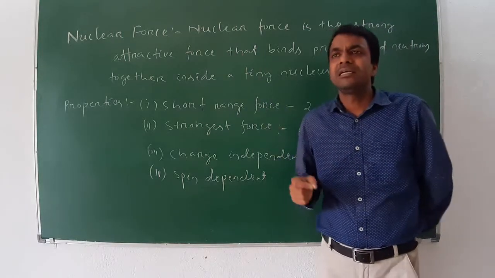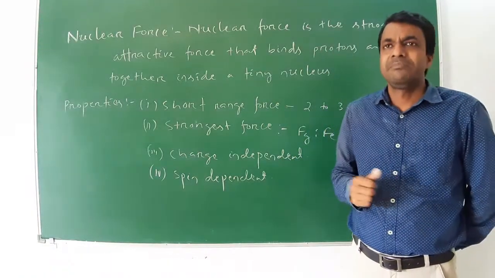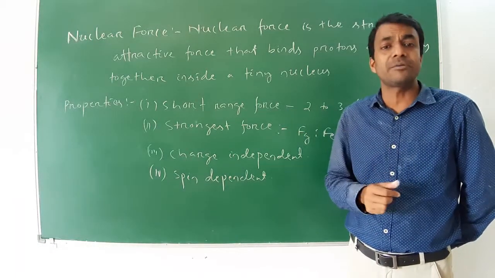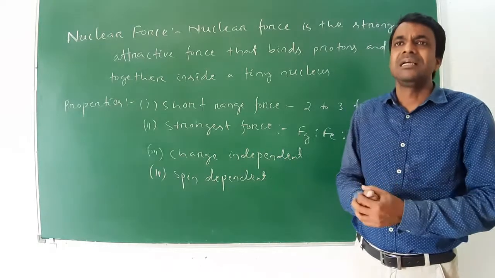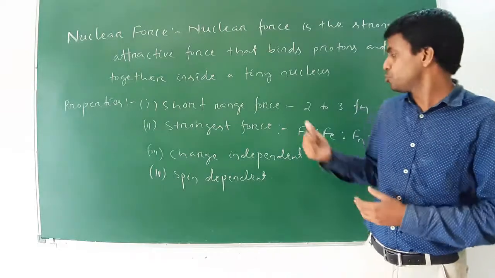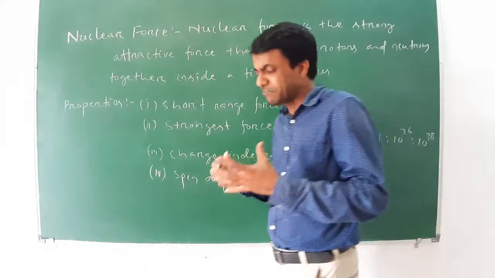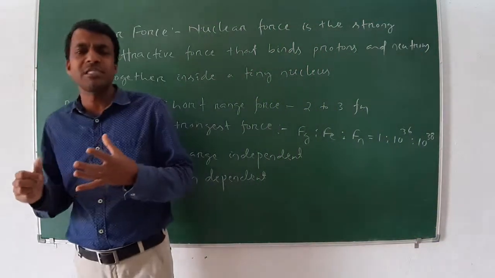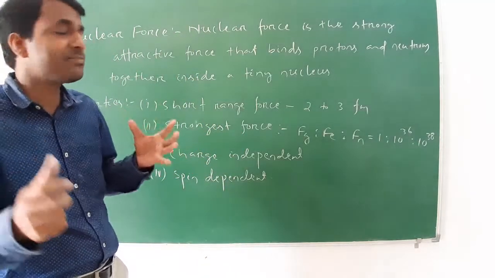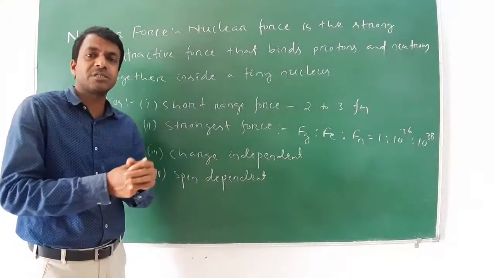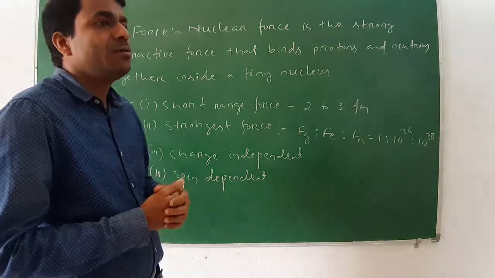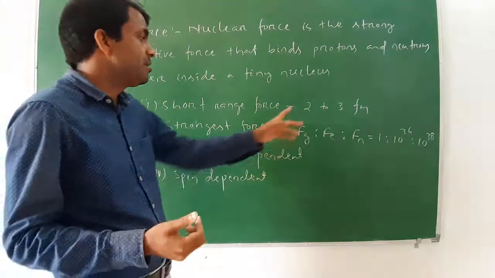First, it is a very short range force because the distance of separation between the proton and neutron is not very large. It operates in the range of 2 to 3 Fermi. Means the first property is that nuclear force is a short range force. Short range force means the nuclear force can operate within the range of 2 to 3 Fermi.